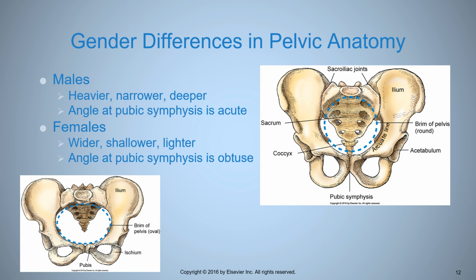Female pelvises are wider side to side, but they are not as tall as male pelvises, so they are shorter in distance. The distance from the inferior ramus to the iliac crest is a smaller distance than it is in an equivalent size male pelvis. The angle of the pubic symphysis for the female pelvis is an obtuse angle.